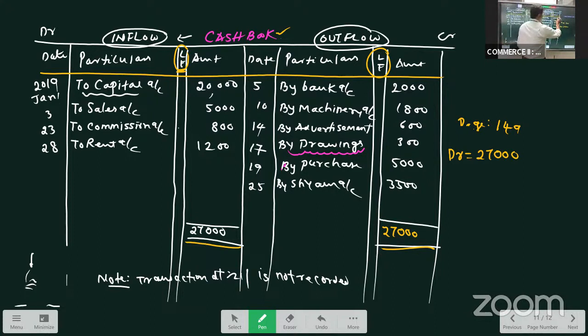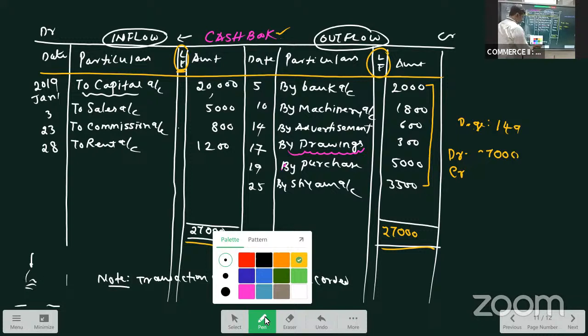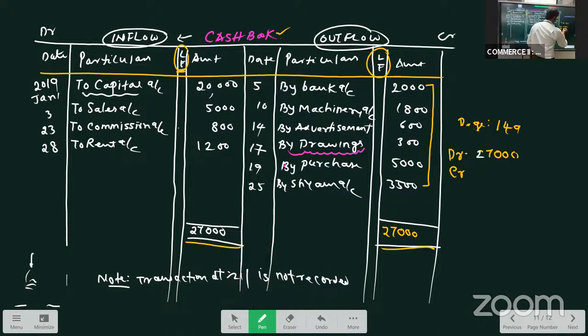Now you sum up this. What is the total of all these transactions on the credit side? 38, 444, 797, 127, 13,200. See if I am right. So the total on the credit side is how much? 13,200. This was 27,000. This is 13,200.